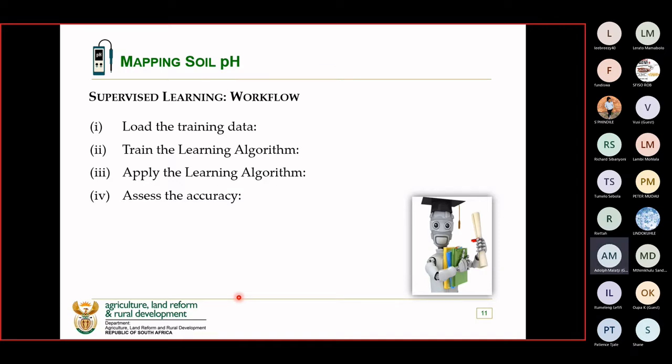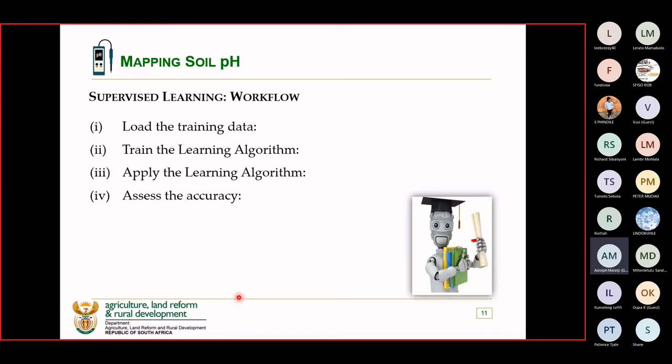And then from there, after training the learning algorithm, you will apply it, and afterwards you assess the accuracy. Normally, if you have, let's say, 5,000 data points, you take 70% and use it to train the learning algorithm. All right, and then the remaining 30% you use to assess the accuracy. And we use K-fold methodology to assess the accuracy. So you train with the 70%, and the remaining 30% you use for accuracy assessment.